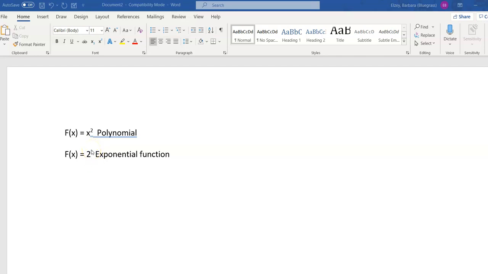So we are going to see in an exponential function, the variable will be in the exponent. It will be the power. It will be somehow involved in the power. So notice here, the x is not the exponent. The 2 is the exponent.